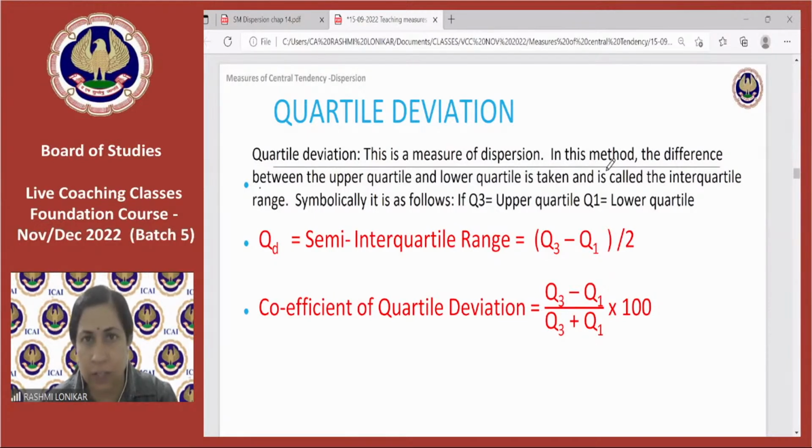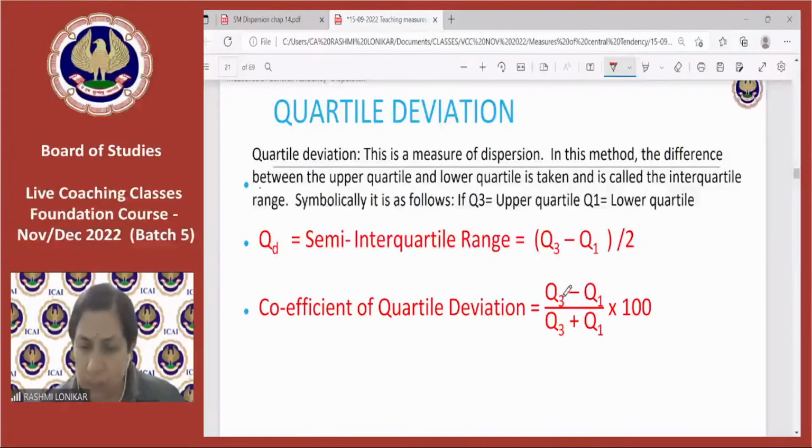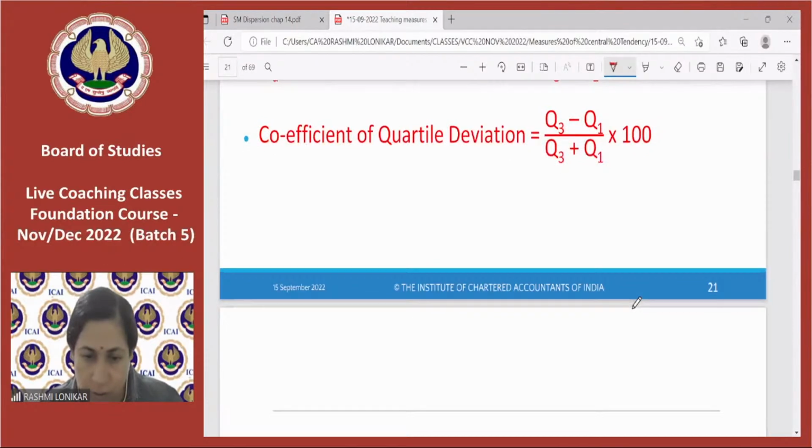So, I have a set of data, and when I want to divide it into 4 equal parts, I find Q1, Q2, Q3. Those are the quartiles. In that, Q2 is also known as the median. So Q2 coincides with the median, because Q1, Q2, Q3 are all positional measures, and you know that median is also a positional measure. Then we have the coefficient of quartile deviation as Q3 minus Q1 upon Q3 plus Q1 into 100.